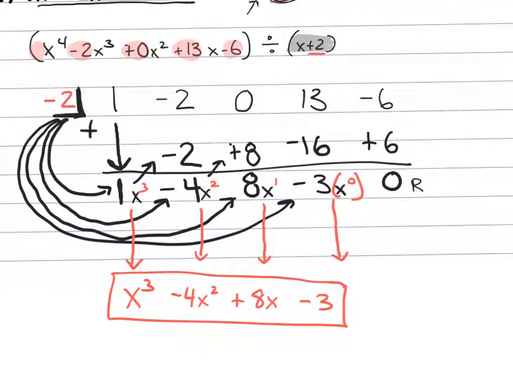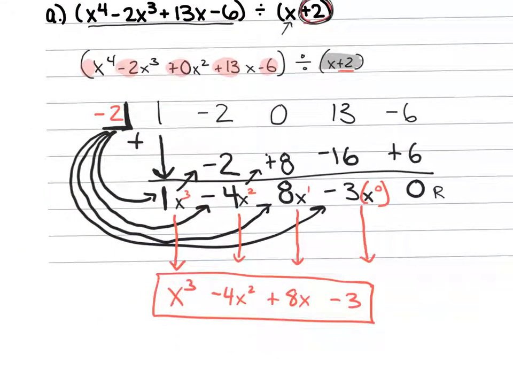I'm still kind of confused about what you were adding. What do you mean? The -2, the 8, the -16, and the 6. Oh, where did I get those from? See these lines that I'm drawing here? I did -2 times 1, and that gave me -2. Then I did -2 times -4 and got positive 8. So you're multiplying. Can we do one more and I'll show you on the next one? And then if we're still stuck, we'll go over it in a little more detail. Let's go to the next one.